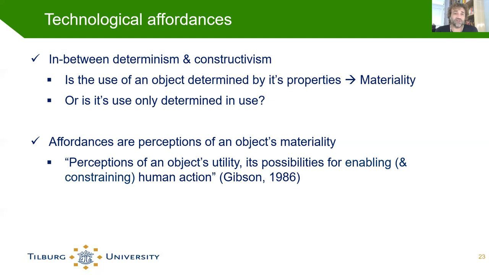Well, the appropriation is the way you use the hammer. So I can also look at a hammer and think, well, I will not use the hammer to hammer a nail in the wall, but let me use the hammer to bash in someone's head. Then I would appropriate the hammer in another way. So an affordance is really a characteristic, but not really an objective characteristic of an object.